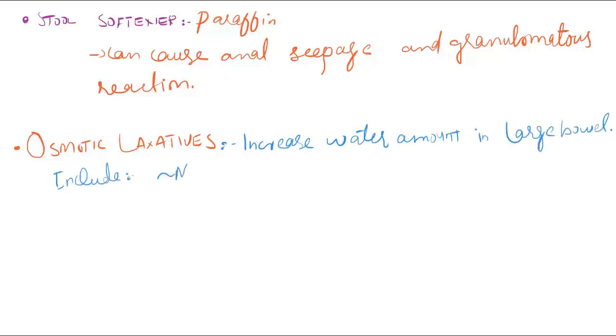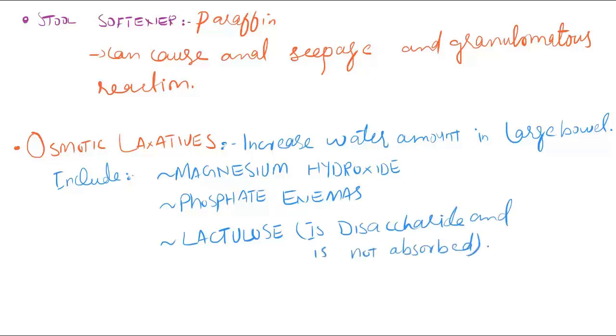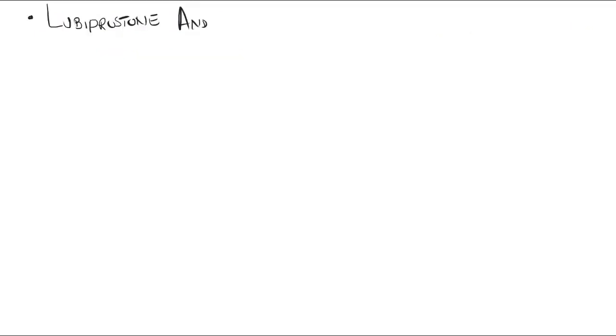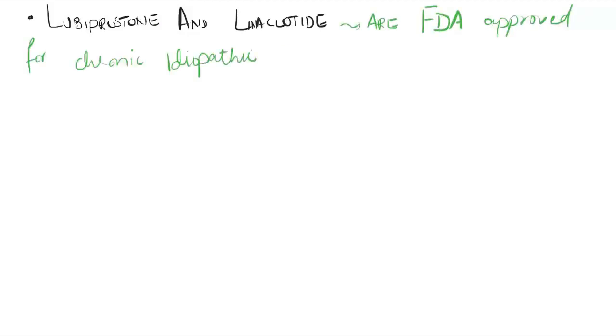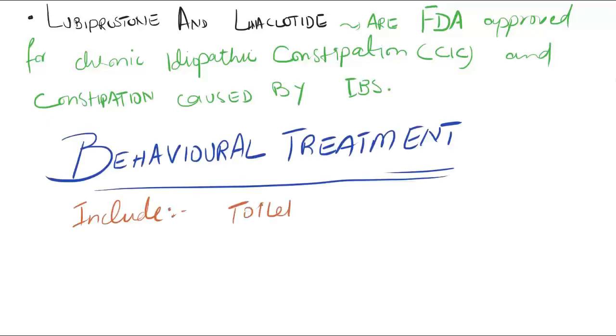Next one is the osmotic laxatives. They increase water amount in large bowel, and osmotic laxatives are like magnesium hydroxide, phosphate enemas and lactulose. Lactulose is a disaccharide. It is not absorbed in the intestine. Next one is glycerine. These are intrarectal enemas. Then lubiprostone and linaclotide are FDA approved medications for chronic idiopathic constipation and constipation caused by irritable bowel syndrome.